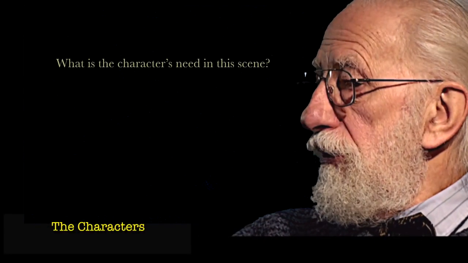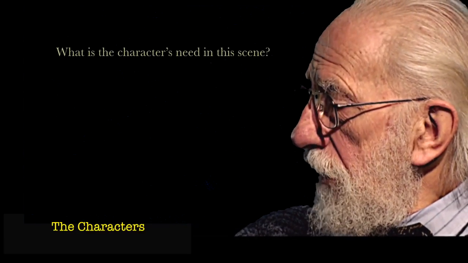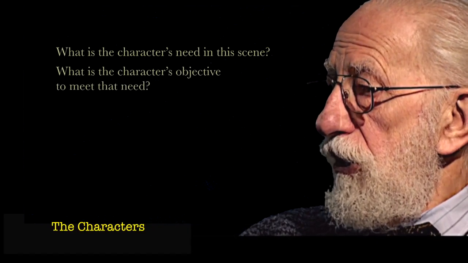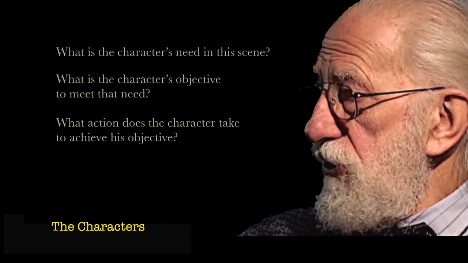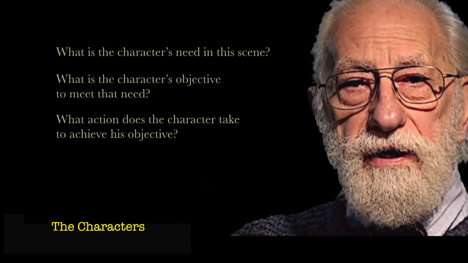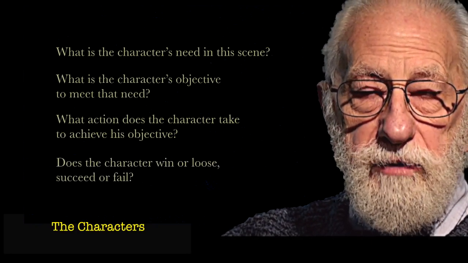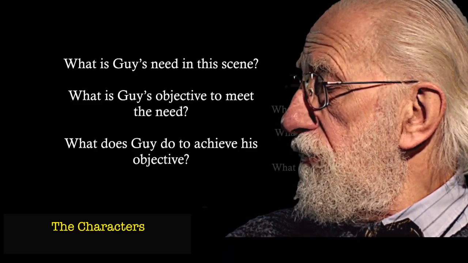Next, think about each character. These questions follow from each other and get more specific. What's the character's need throughout this scene? What's the character's objective in order to meet that need? And what does the character do to reach that objective? If you like, you can decide whether the character wins or loses, meets the objective or not. Start with Guy. Here's the script again with the questions on the side to remind you.